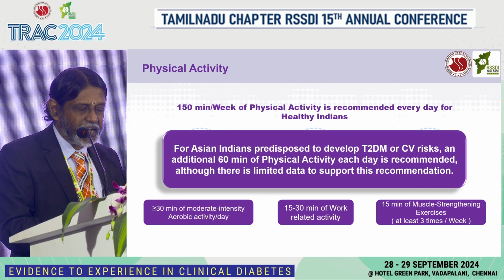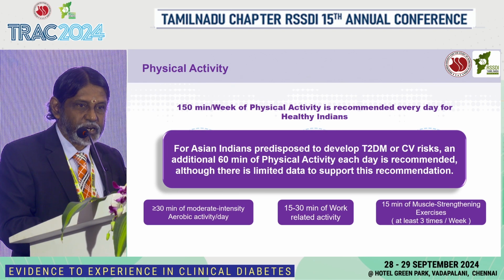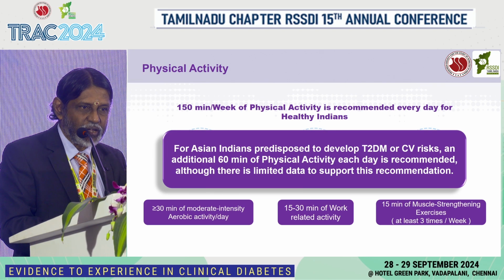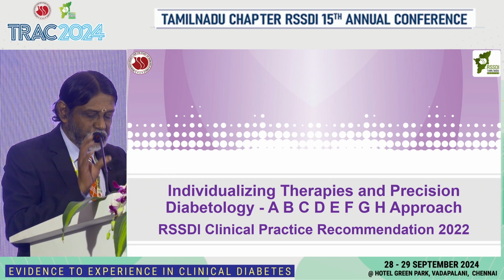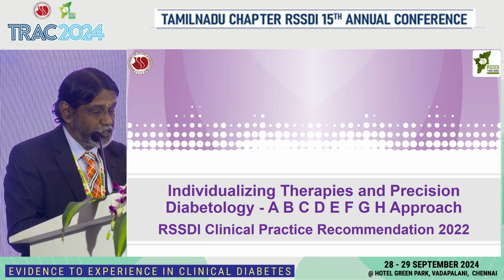And for Asian Indians, predisposed to develop type 2 diabetes or CV risk, an additional 60 minutes of physical activity each day is recommended, although there is limited data to support this recommendation. Please bear in mind, 150 minutes per week is not enough for our Asian Indians. So, individualizing therapies and precision diabetology, ABCDEFGH approach, RSSDI clinical practice recommendations.